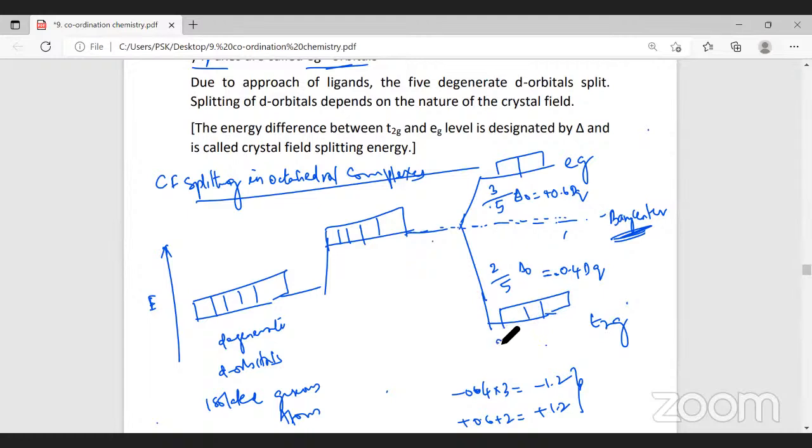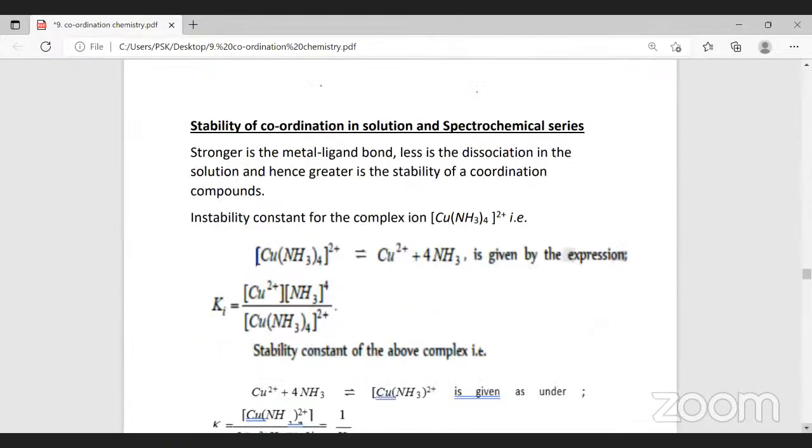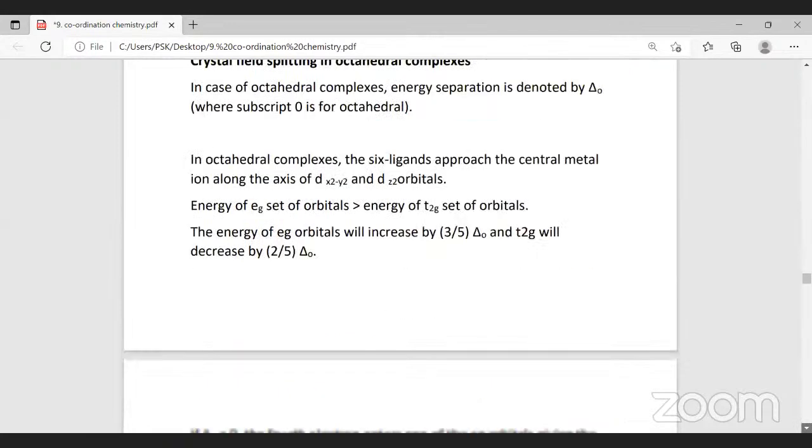Now you should tell me why there is a decrease in energy for T2G. What are these orbitals? dxy, dyz, dzx. And these you should mention: dx square minus y square, and dz square. Why is there an energy increase for these 2 orbitals and an energy decrease for those 3 orbitals? The decrease or increase in energy can be explained like this.